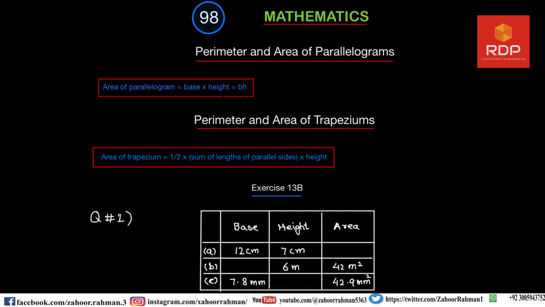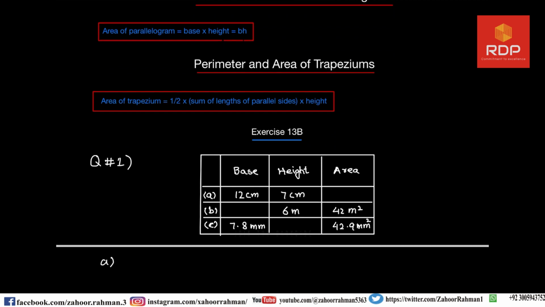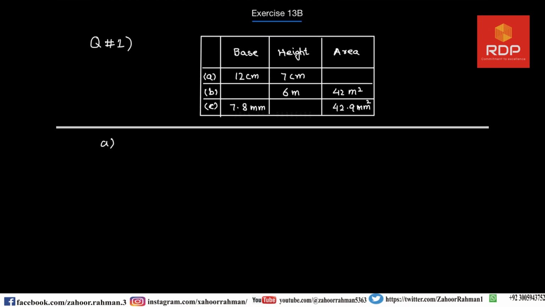So let's get started. Exercise 13b and question number 1 is given to us in the form of a table in which there are three columns. The first one is base, the second one is height, and the third one is area. These are the three variables in which two will be given to you, and you have to find the third one. So in the first case, base is equal to 12 centimeter and the height is 7 centimeter.